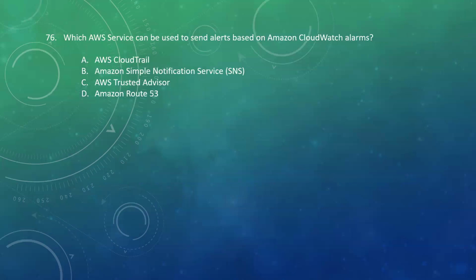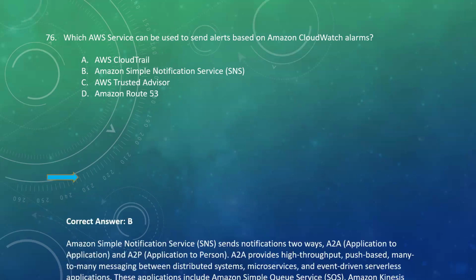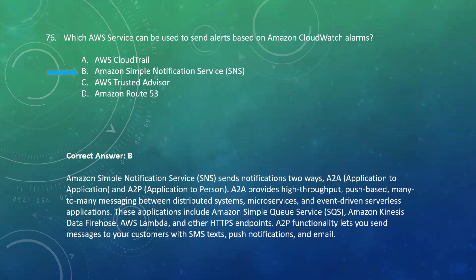Moving on to the next question. Which AWS service can be used to send alerts based on Amazon CloudWatch alarms? Your options are option A, AWS CloudTrail, option B, Amazon Simple Notification Service, option C, AWS Trusted Advisor, option D, Amazon Route 53. So the right answer is option B, SNS.